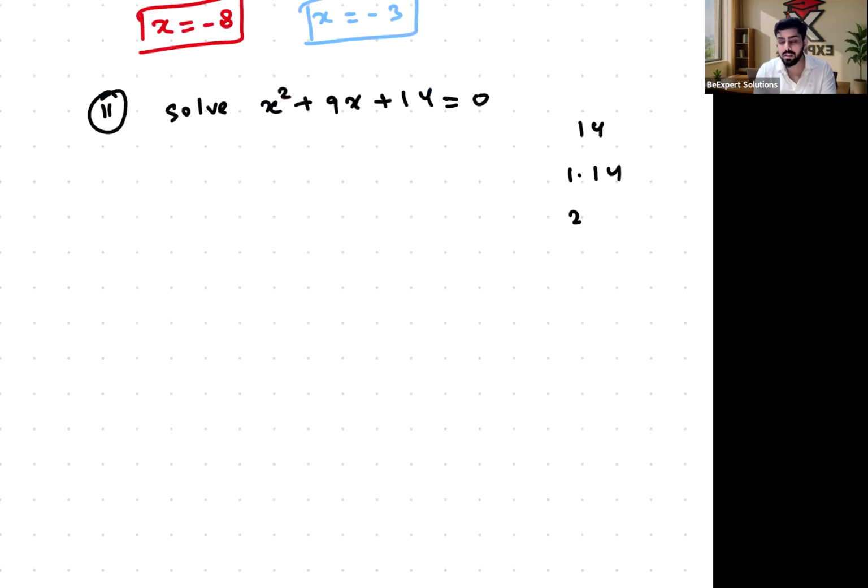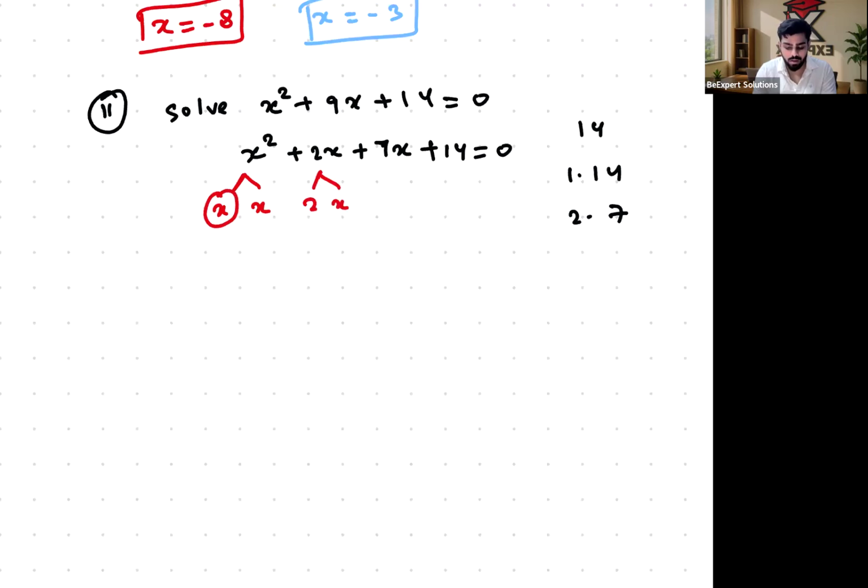I need to break 9x in such a way that after adding I should get 9x and multiplying I should get 14. So x square plus 14 as it is. 9x will be broken down into 2x and 7x. Then you again do the same thing. You break it down like x and x. This is made up of 2 and x. So you take out the common. If you take out the common here, you will be getting x common. And what is left over inside? You can write down inside, that is obviously x plus 2 is left over inside. So x plus 2 is left over here.